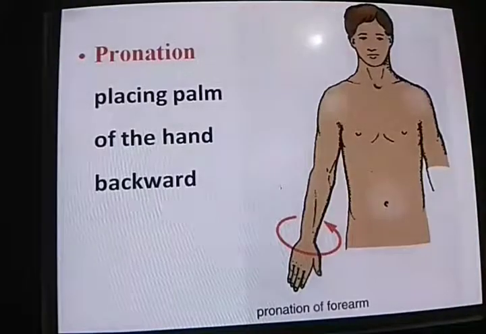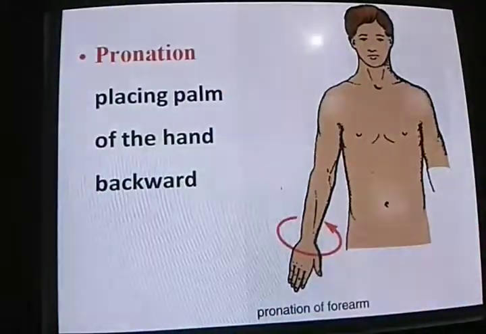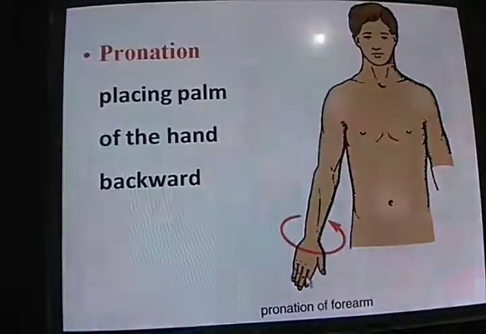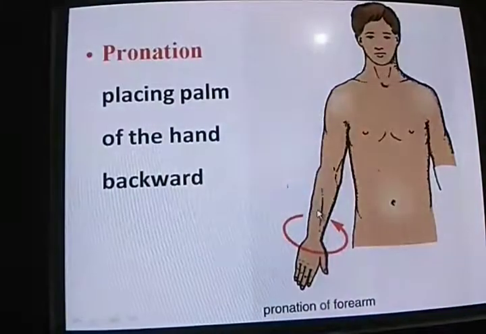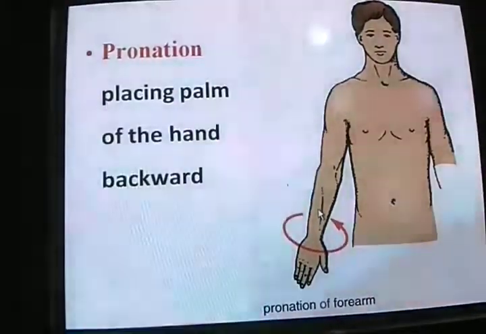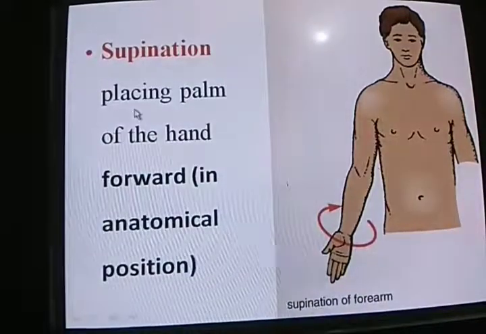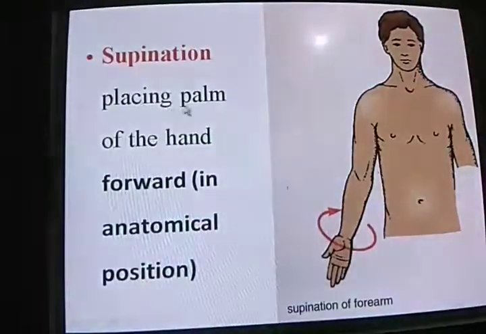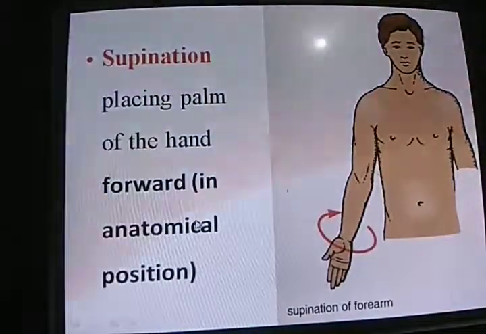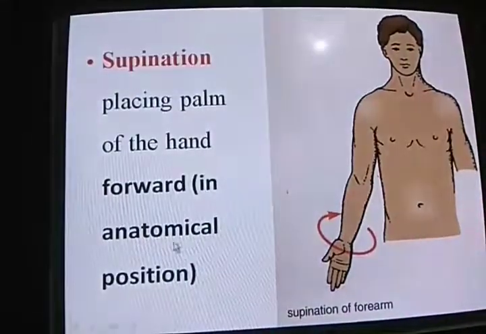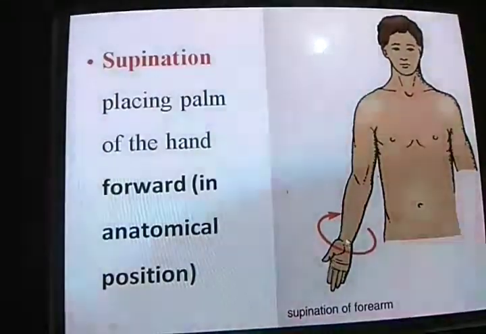Supination and pronation. Pronation is placing the palm of the hand backward. This movement of the forearm is known as pronation. When the palm of the hand is placed forward, as in the anatomical position, this is known as supination.